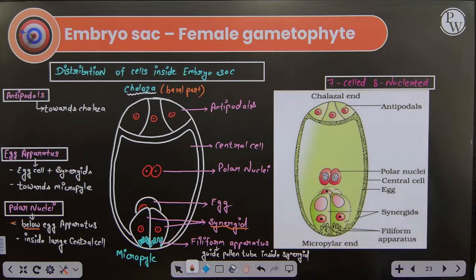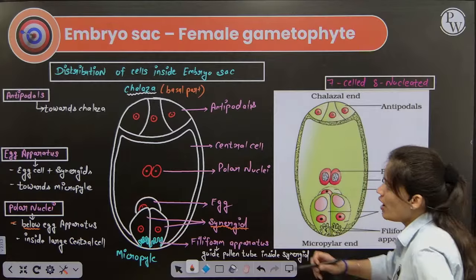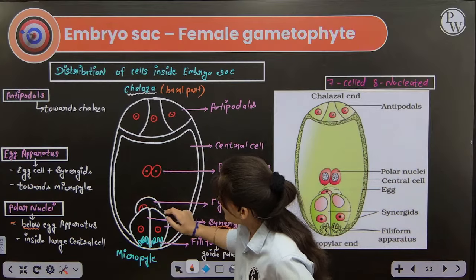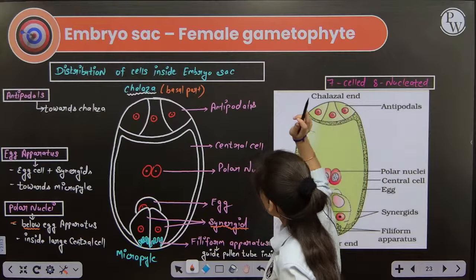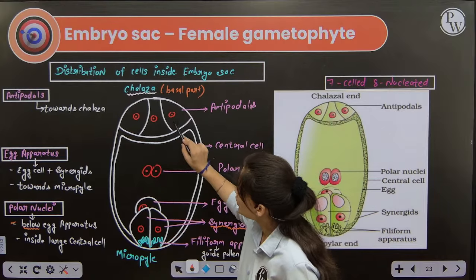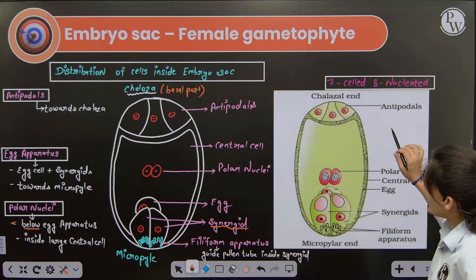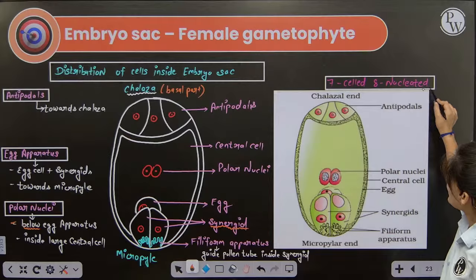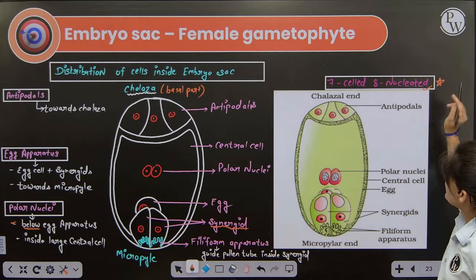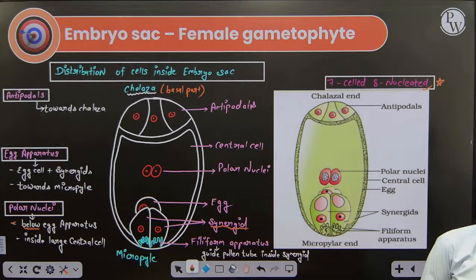Can you please tell me how many cells and how many nuclei the mature embryo sac has? 1, 2, 3, 4, 5, 6, 7, 8. 8 nuclei are there. What about cells? 1, 2, 3, 4, 5, 6 and the large central cell. So the mature embryo sac is a 7-celled, 8-nucleated structure. This is about the female reproductive part. Now we are going to start with the question part of this.